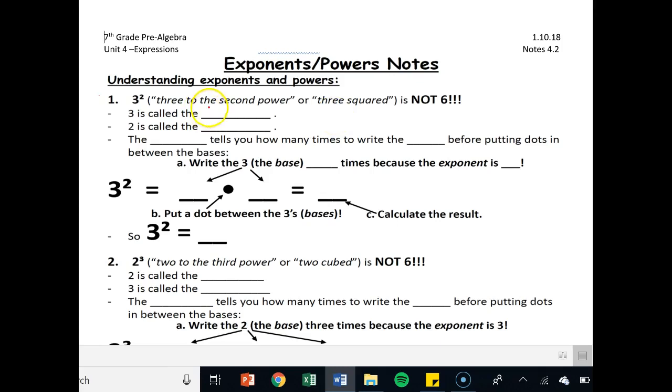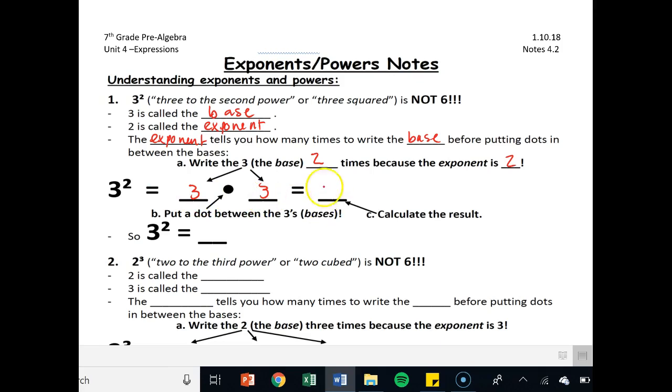3 is called your base, and 2 is your exponent. So you have a base of 3 with an exponent of 2. And the exponent is going to tell you how many times to write the base before putting dots in between the bases, or multiplication, right? So write the base here, in this case, 2 times, because the exponent is 2. So 3 to the 2 is really 3 times 3.